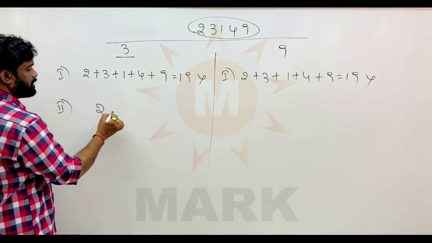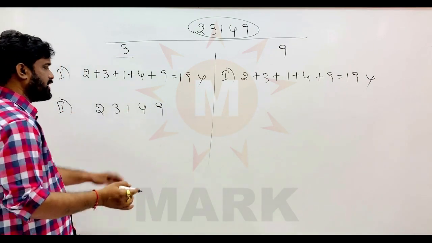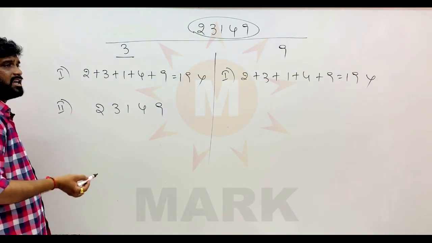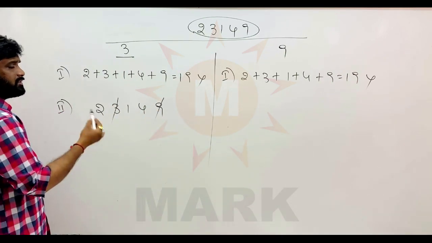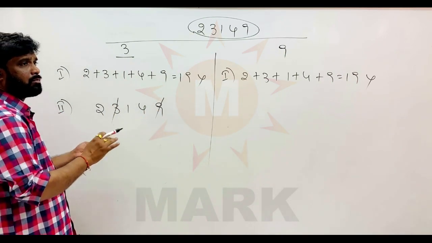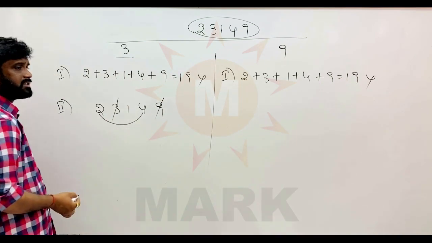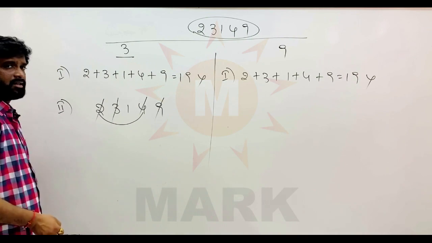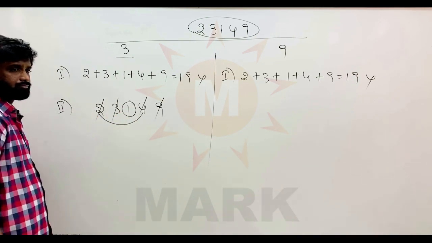So I am taking the number 23149. What is the technique? Cancel zeros. Zeros are not there, leave it. Now cancel any single digit multiples. I can see 3, I can see 9. Then we have to go for a combination of 2 or more numbers whose sum is a multiple of 3. I can clearly see 2 and 4 make 6, that is a multiple of 3. Now clearly there is a digit 1 left.